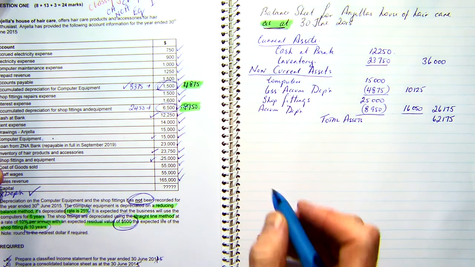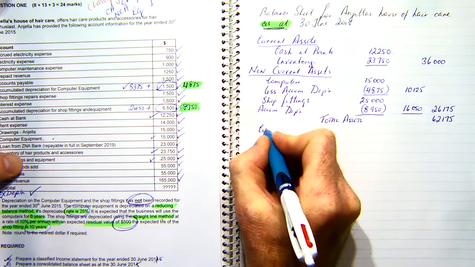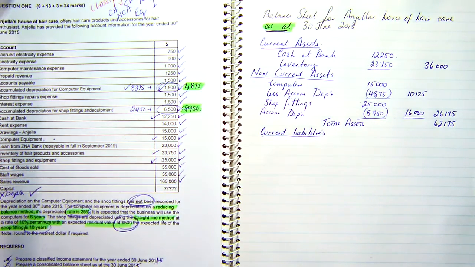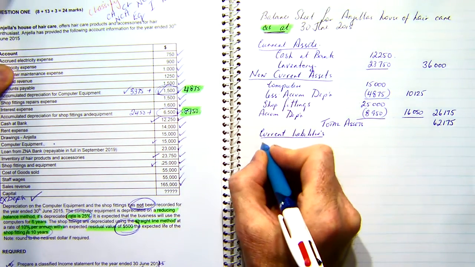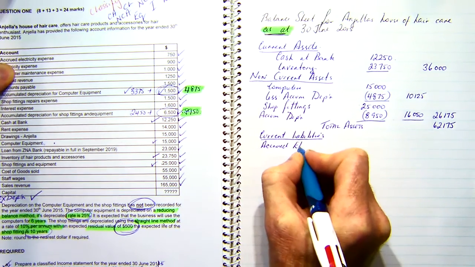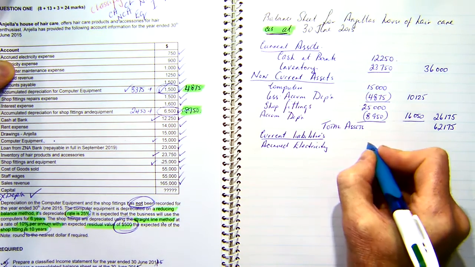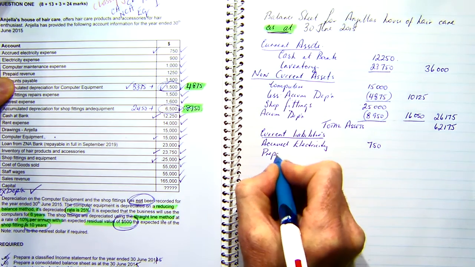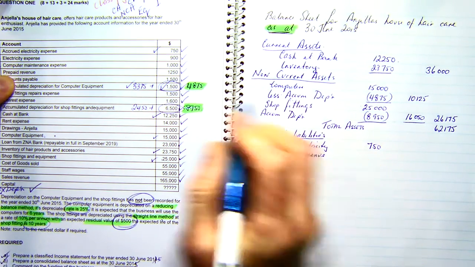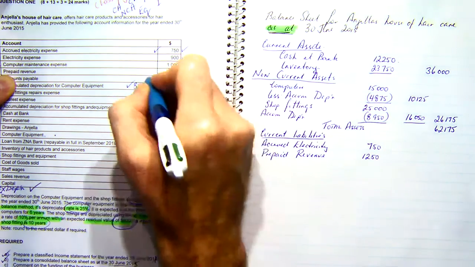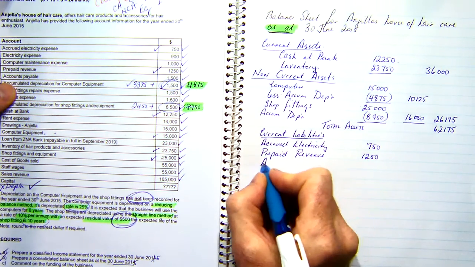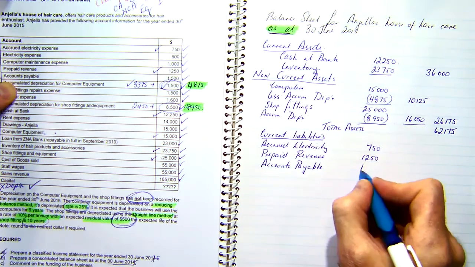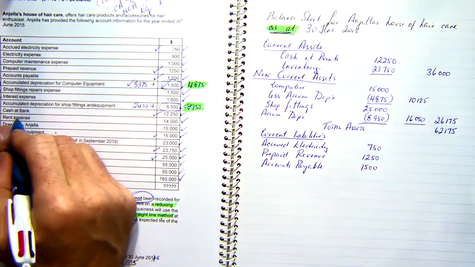So what's the next thing I need to do? Next thing I need to do would be, that's right, current liabilities. So my current liabilities, let's have a look. Our first one is accrued electricity. My accrued electricity is 750. My prepaid revenue is 1,250. My accounts payable, accounts payable 1,500.